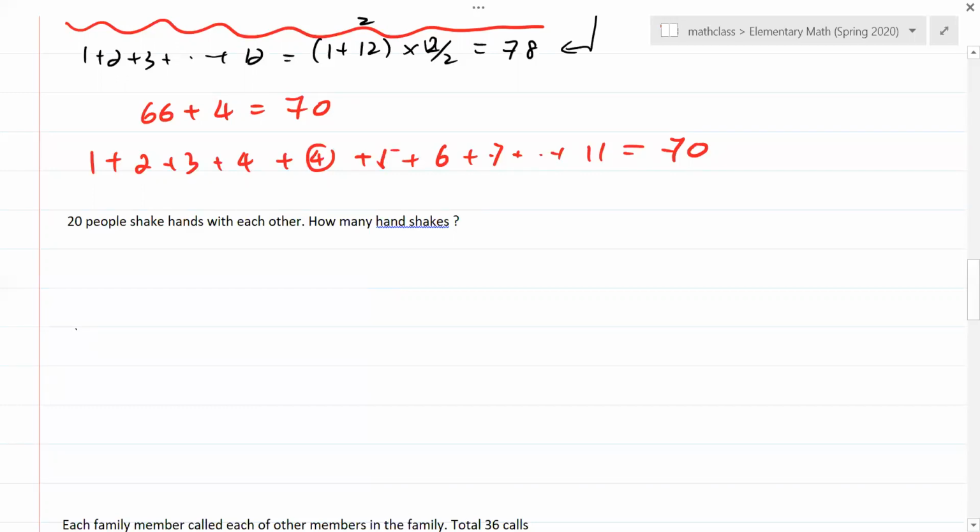It's obvious. Suppose you are just one person among them. You shake hands with the rest of the 19 people. That's already 19. And among those 19 people, they also shake hands with each other. Come on. Alex, don't guess, okay? You have to do the computation.